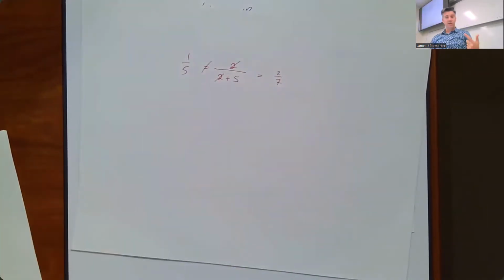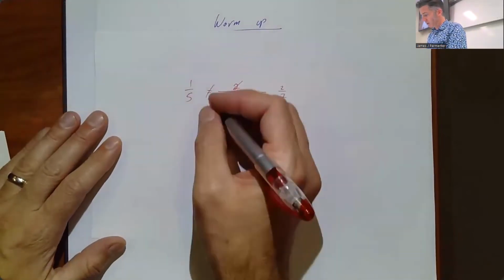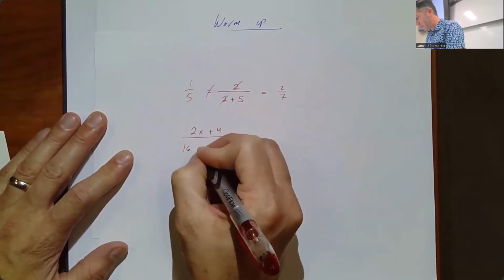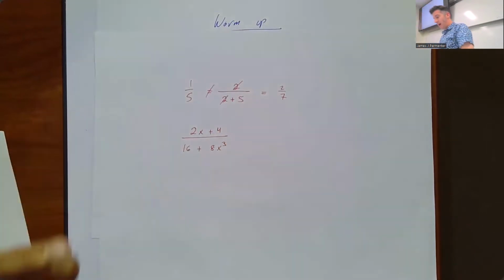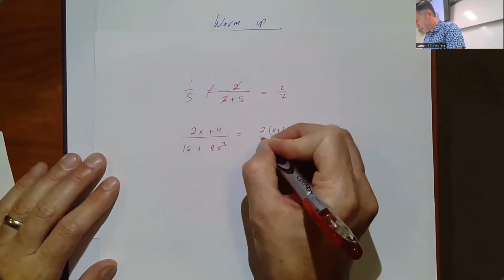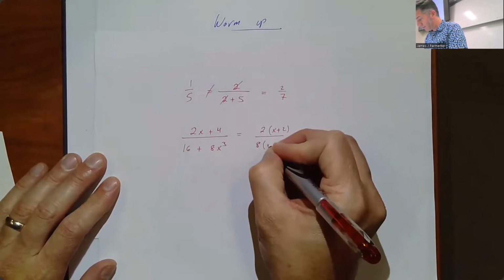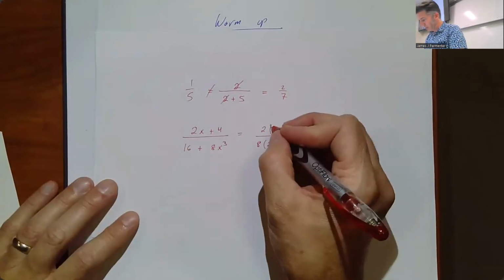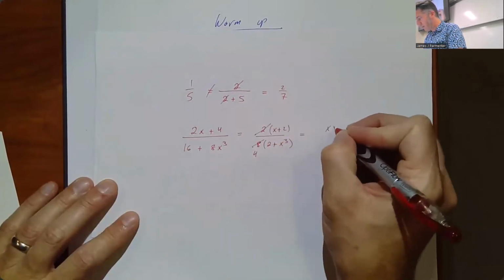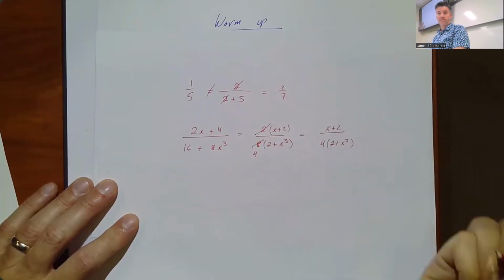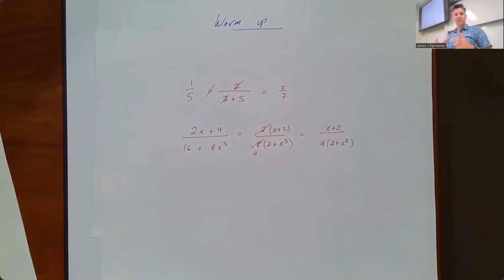So the only way you can cancel things in a fraction like that is if they are multiplied by other stuff. For example, if I had 2x plus 4 over 16 plus 8x cubed, I can totally factor out a 2 from the top and 8 from the bottom. And then the 2 and the 8, I can cancel out a 2 there. So I'm left with x plus 2 over 4 times 2 plus x cubed. But I can't cancel that 2 there or an x there. We can only cancel things when they're multiplied.